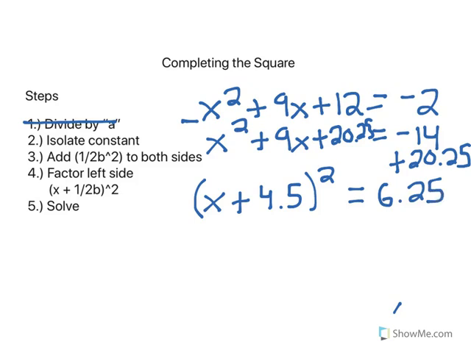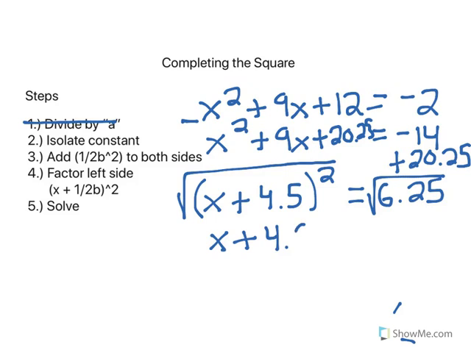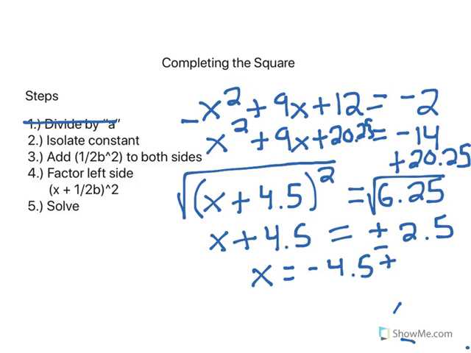All right, so now I'm going to try and solve it, which means I'm going to take the square root of both sides. On this side, I'll be left with x plus 4.5 is equal to, and so I'm going to take the square root of 6.25, which comes out to be, we should put our plus or minus here, 2.5. And then I'm going to subtract my 4.5 on both sides. So I'm going to get x equals -4.5 plus or minus 2.5.